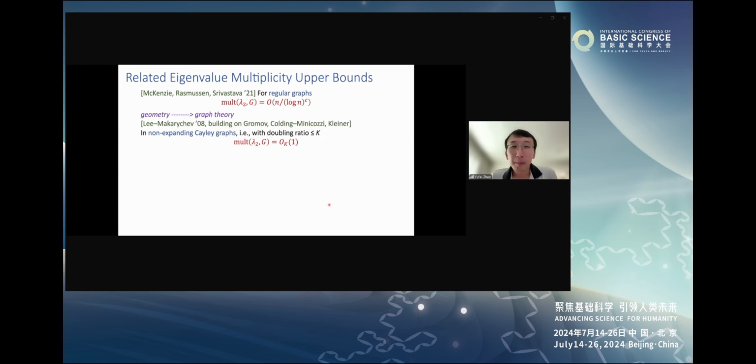There was an earlier work that we learned about after we wrote our paper, due to Lee and Makarychev, building on very classical, very important results from geometry by Gromov, Kleiner, and others. In the graph theory world, it says that for non-expanding Cayley graphs, the second largest eigenvalue has bounded multiplicity. So in particular, if you take a Cayley graph for an abelian group or a nilpotent group, you're never going to get high second eigenvalue multiplicity.